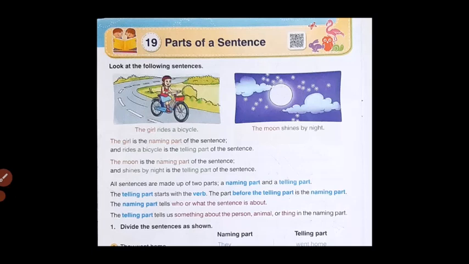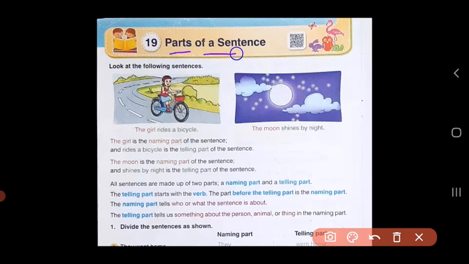Today, let us do lesson number 19 from the English grammar book, which is called Parts of a Sentence. Let us look at the following sentences. The first sentence, the girl rides a bicycle. And the second sentence, the moon shines by night.